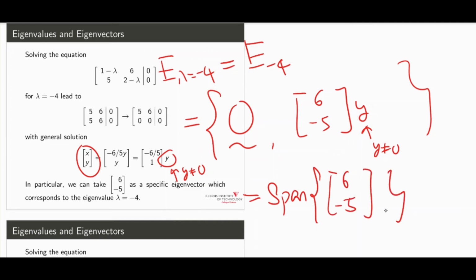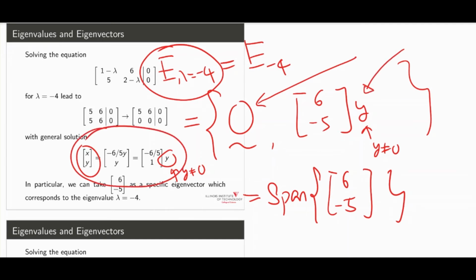Now you can also see that this eigenspace corresponding to lambda equals -4 is, by definition, a set that consists of the 0 vector and all the eigenvectors for the eigenvalue lambda equals -4, and it turns out that it is actually the span of 6 and -5. So this particular span, 6, -5, is the eigenspace for lambda equals -4, okay?